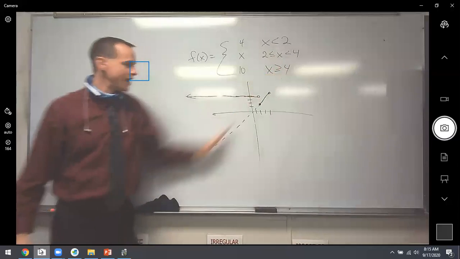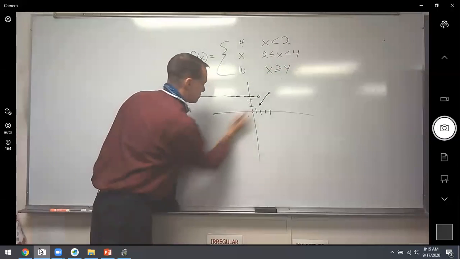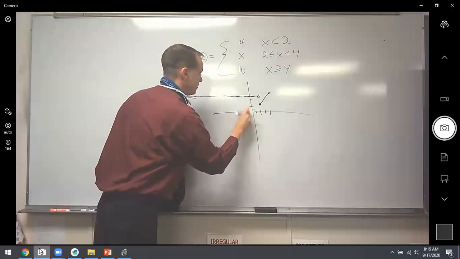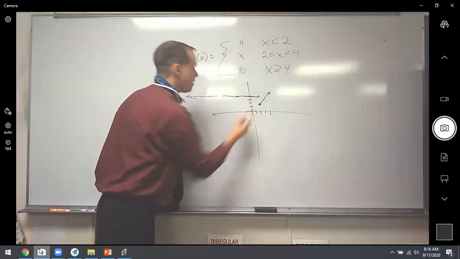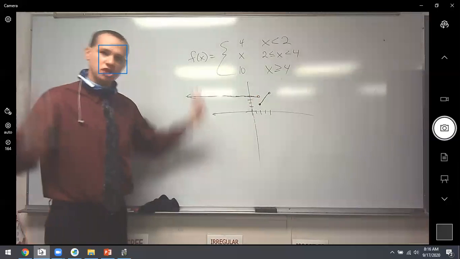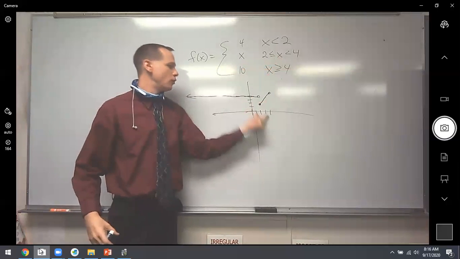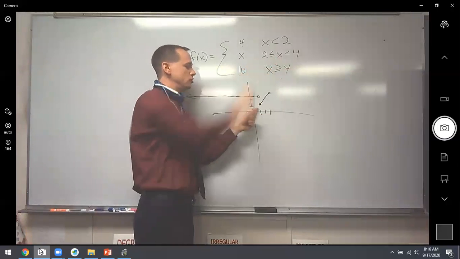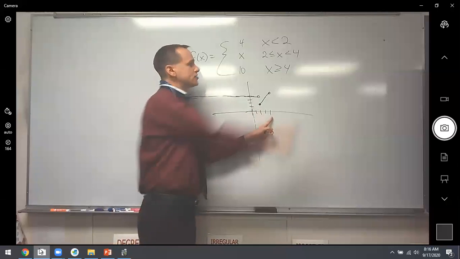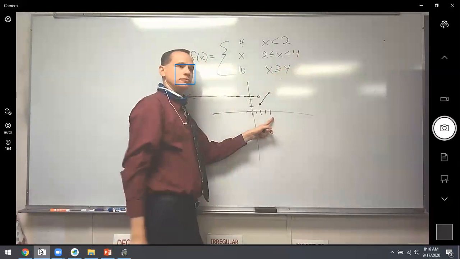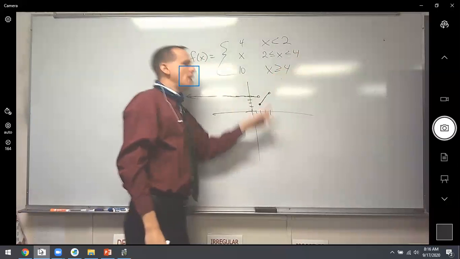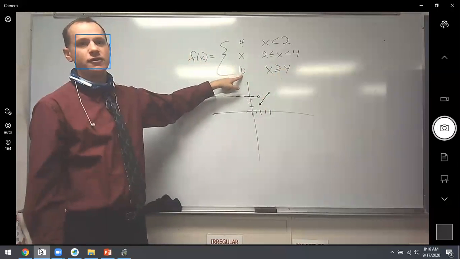It's just a graph of x. I don't need this. This was just here to kind of give me a guide. But here's a graph of x. It's just only existing between 2 and 4, including 2, closed circle, excluding 4, open circle. Make sense?